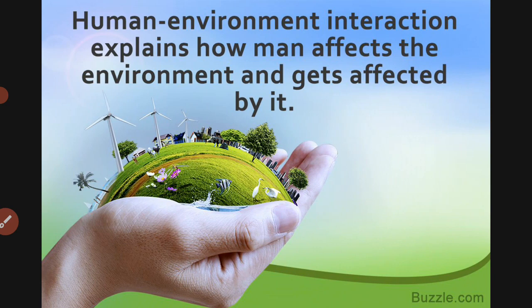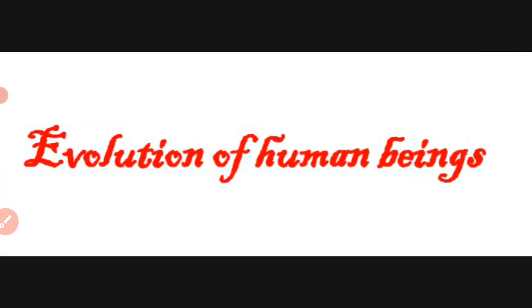The interaction of human beings with the environment is complex in nature. It varies from place to place and from time to time. So the human environment interaction explains how man affects the environment and is also affected by the environment. So it can be both positive and negative impacts of this kind of interaction. Let us move on to evolution of human beings. How human beings have evolved, they have developed.